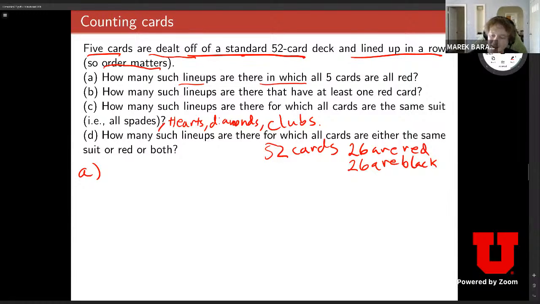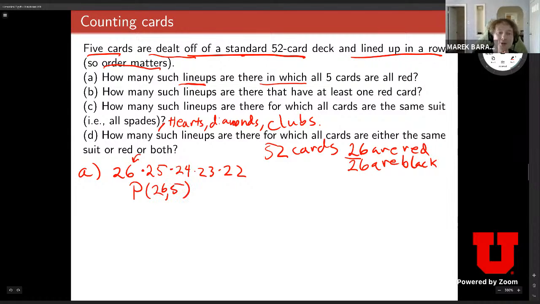Okay. So we're looking for the number of situations we can be in where the 5 cards we dealt off were from the 26 red cards. So our first card, we have 26 possible cards there. 25, because that card's no longer there. Times 24, times 23, times 22. And this is P26, 5. So we're doing a permutation with 5 elements out of a set of 26. Is everyone good with that?